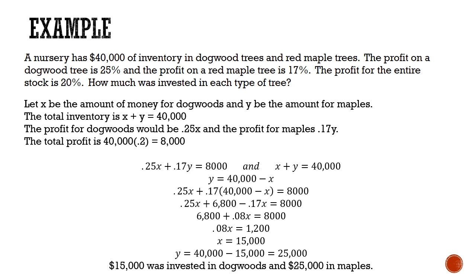Now we're going to put together two equations. 0.25x plus 0.17y equals 8,000, and x plus y equals 40,000. Probably the easiest way to solve this is to solve for y and then substitute. You can see the process there. We find out that x is 15,000, while y is 25,000.